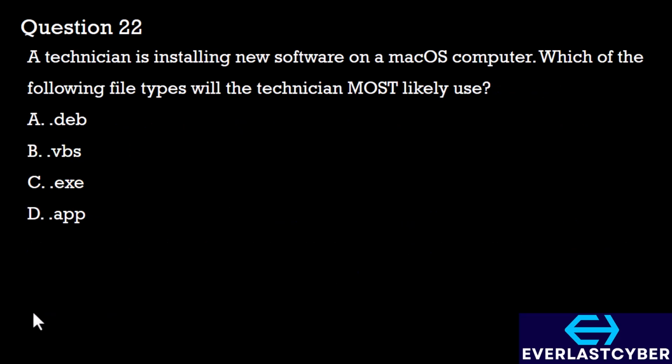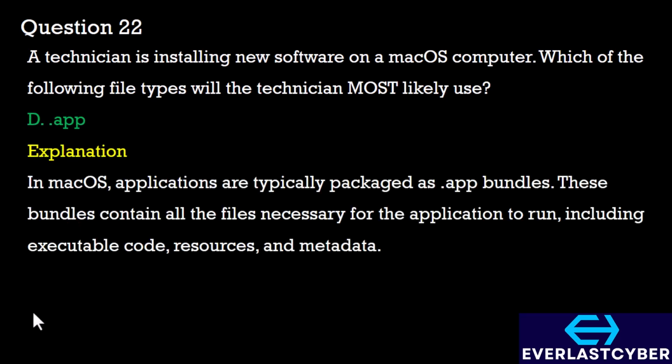Question 22. A technician is installing new software on a Mac OS computer. Which of the following file types will the technician most likely use? A. .deb. B. .vbs. C. .exe. D. .app. For this, we'll be going with option D.